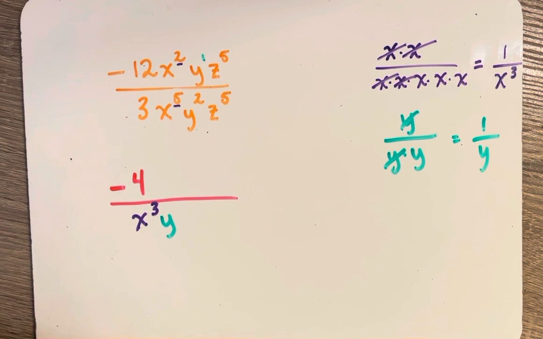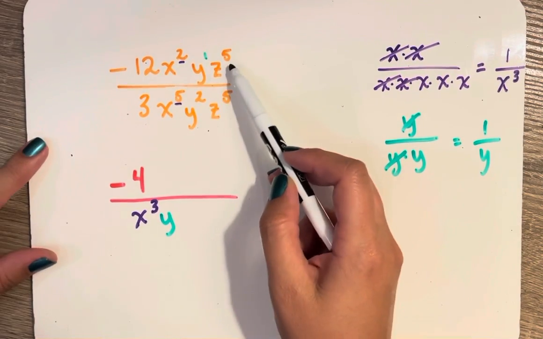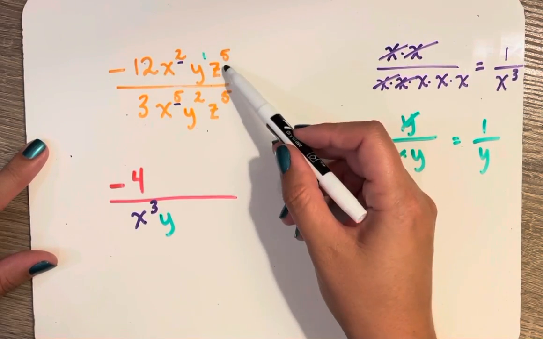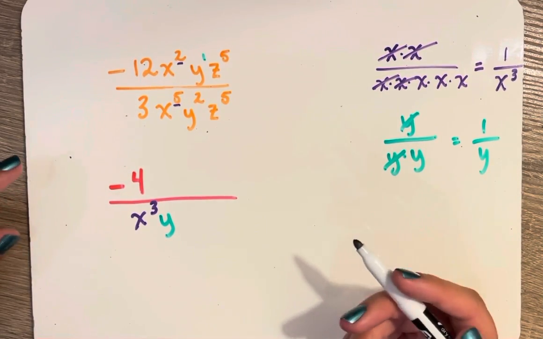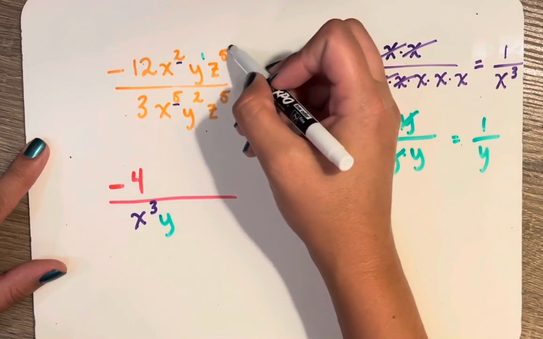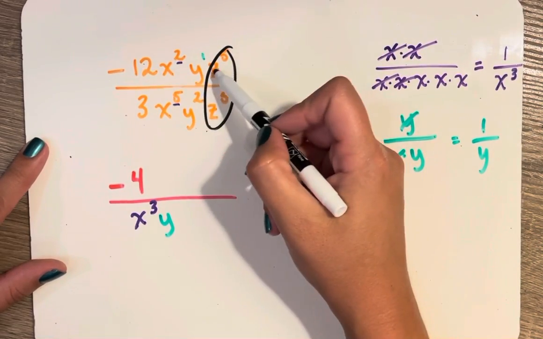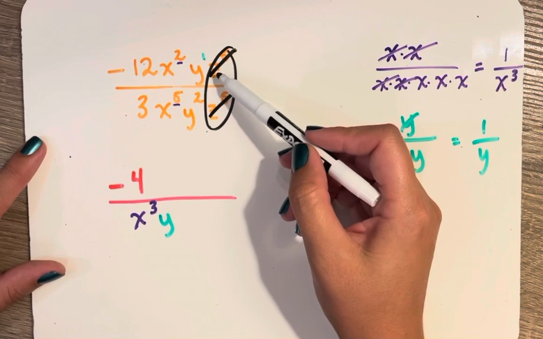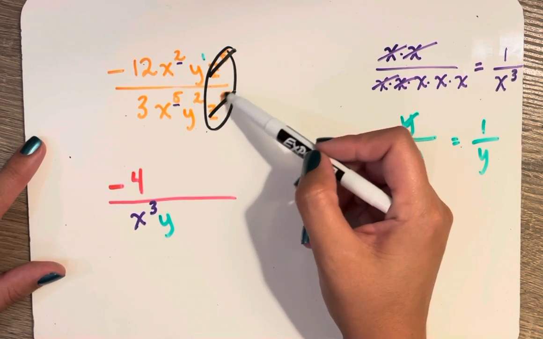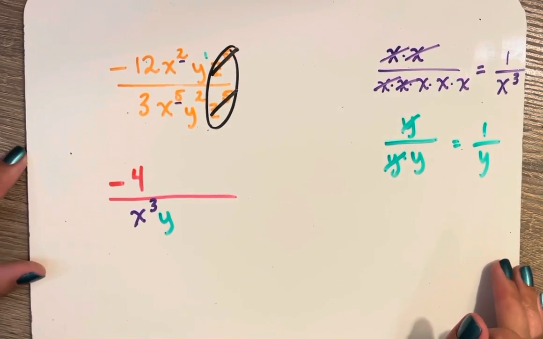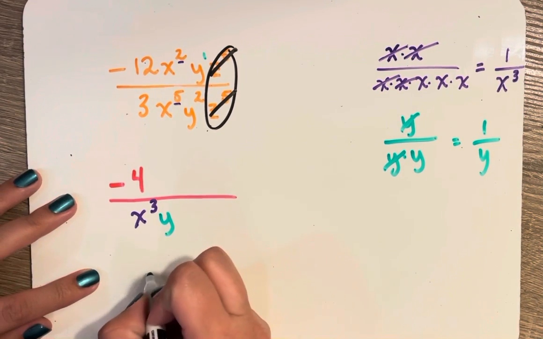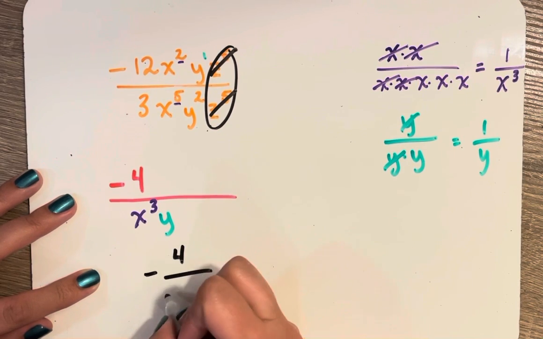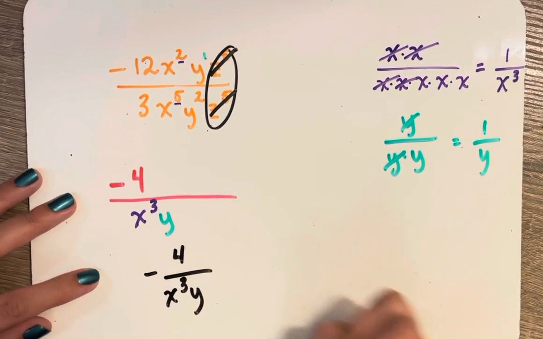And then I have my z's. The z's are interesting because the exponents are the same here. I have z to the 5th in the numerator and z to the 5th in the denominator. Well, that simplifies completely to 1. I have the same exact number of z's being multiplied in the numerator and the denominator, so those just cancel each other out. I'm going to make this look a little prettier. So it would just be negative 4 over x cubed y.